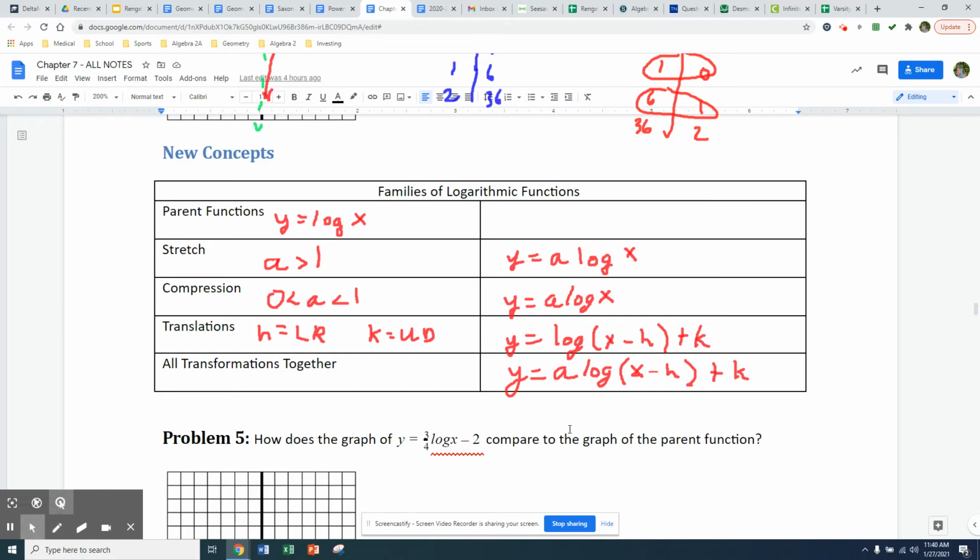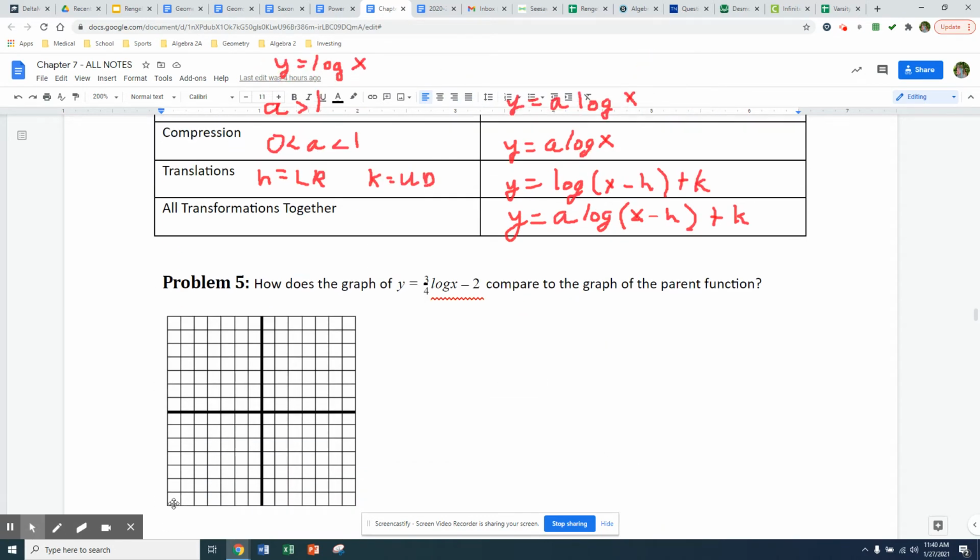So heading down to our example here, how does the graph compare to the parent function? So first of all, our parent function would be y equals log x. So now we're just going to look at what we are starting to add in. So it looks like our a is equal to 3/4. So if a is 3/4, that's going to be a compression. And secondly, we have a -2 for our k. So that's going to be k is equal to -2. And that's going to mean that we are moving down 2. So those are our 2 transformations that are happening with this function.